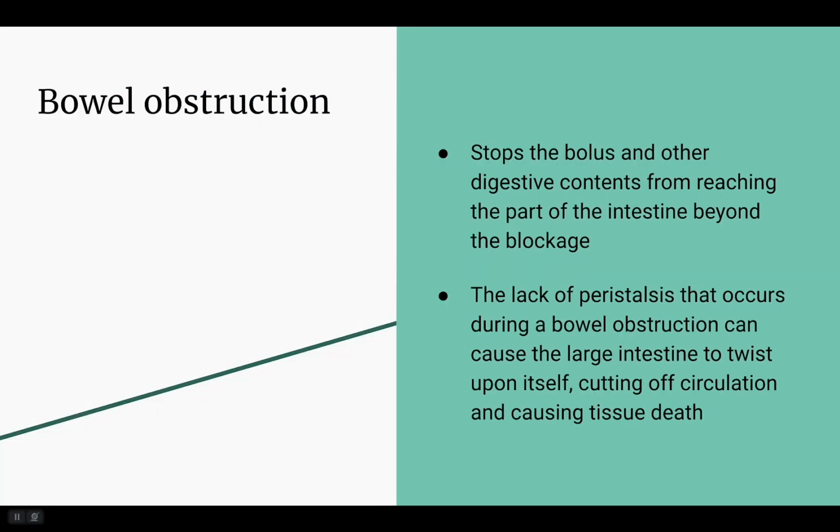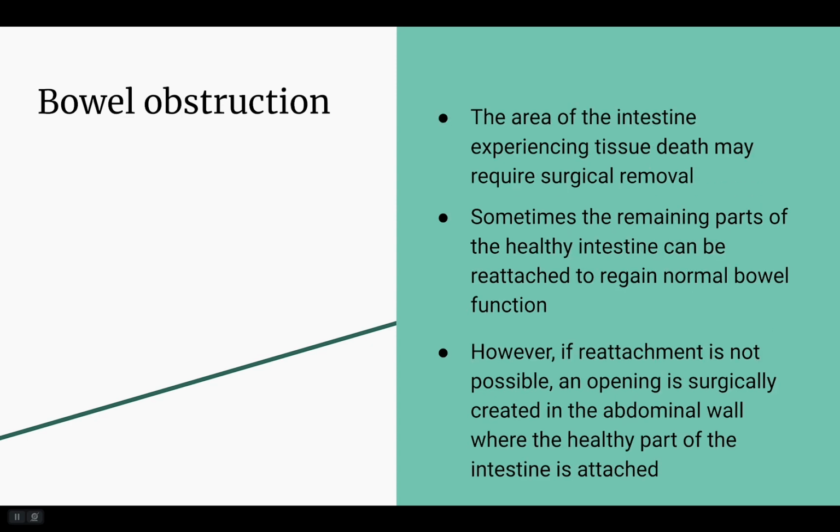A bowel obstruction stops the bolus and other digestive contents from reaching the part of the intestine beyond the blockage. The lack of peristalsis that occurs during a bowel obstruction can cause the large intestine to twist upon itself, cutting off circulation and causing tissue death. The area of the intestine experiencing tissue death may require surgical removal. Sometimes the remaining parts of the healthy intestine can be reattached to regain normal bowel function.